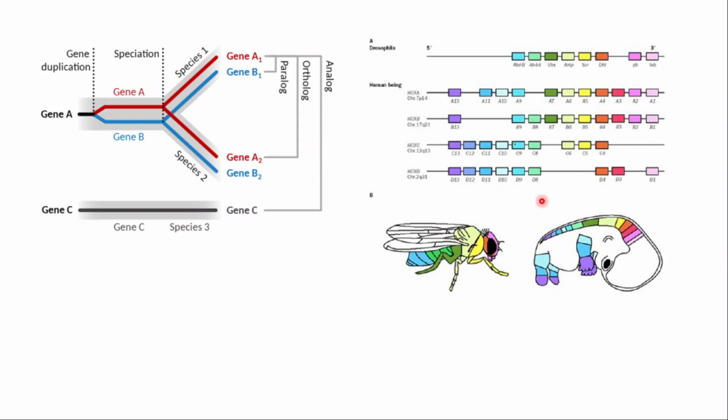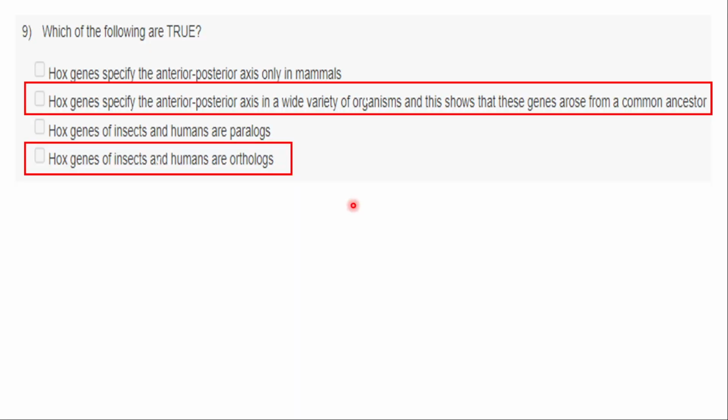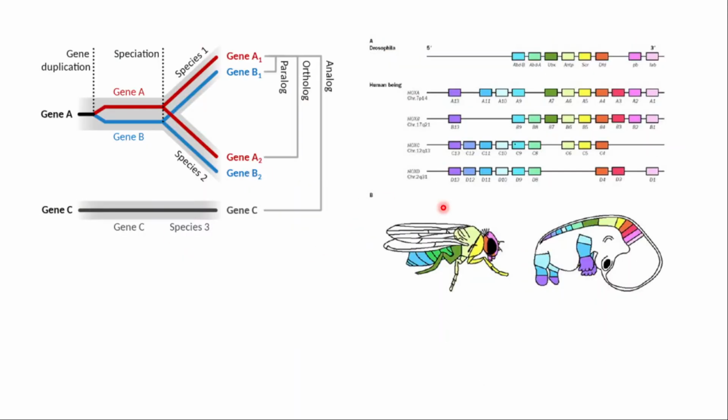So if we see such patterning, the orthologs between fly and human. The question was, Hox genes of insects and humans are orthologs. This was the correct answer. Since we have two different species here, Drosophila melanogaster belongs to insects and human belongs to the mammals. So between insects and mammals, we have the same Hox genes performing similar functions. Thereby, they will be known as orthologs.